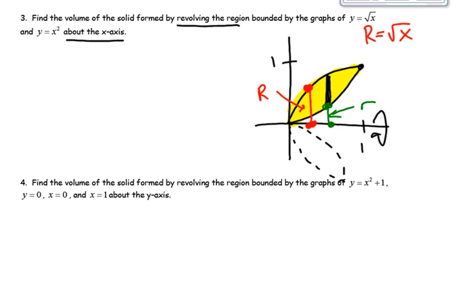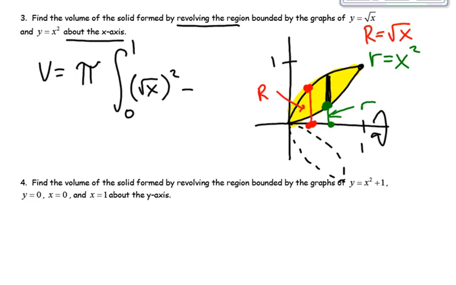Then little r, the top function, is here. And that is x squared. And again, the bottom function is 0. All right, so that's how you find big R and little r. If you change your axis of revolution, then that gets a little bit different, which we'll get to. So now the volume by washer method would be pi times the integral from 0 to 1 of big R squared, which is square root of x squared, minus little r squared dx. Okay, and again, we're just focusing on writing the integrals now, not solving today.